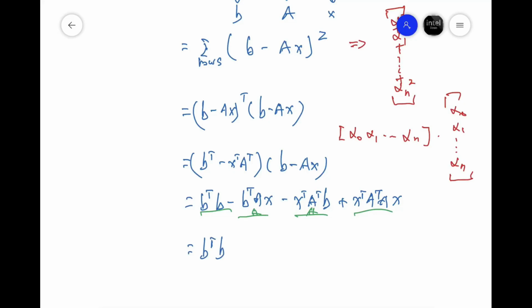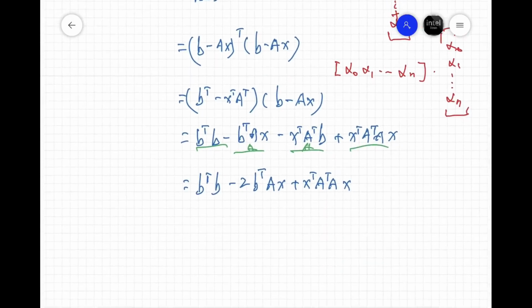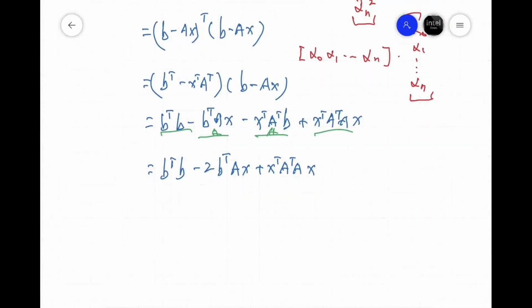let's combine them. So I will take the one term which does not have the X transpose. So we have this one, 2 times B transpose AX plus X transpose A transpose AX. Well. Now we have reached a very beautiful equation. It looks very similar to its 1D counterpart, which is this thing here.